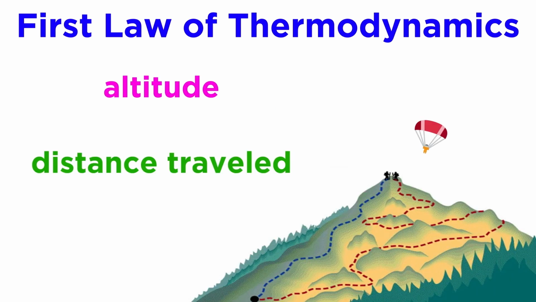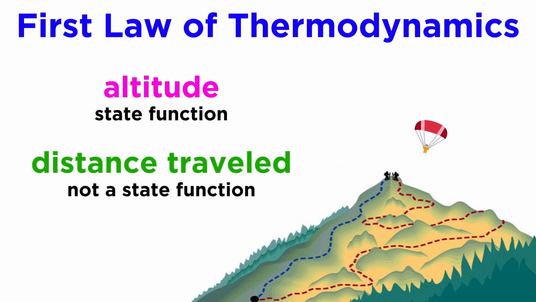As an analogy, consider altitude versus distance traveled when getting to the top of a mountain. The altitude at the top of the mountain is a state function because whether you take a long, rambling path up one side, a more direct route up another side, or parachute down from above, the altitude at the top of the mountain will be the same. But the distance you travel to get there will certainly depend on the route you take. So altitude is a state function, whereas distance traveled is not.